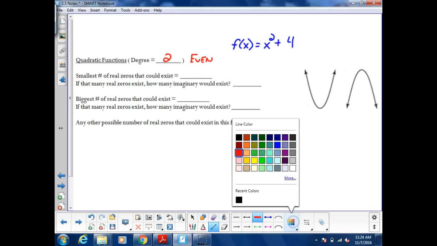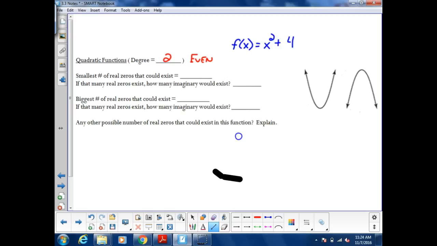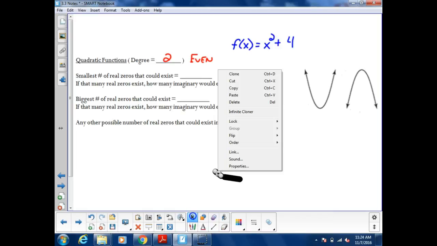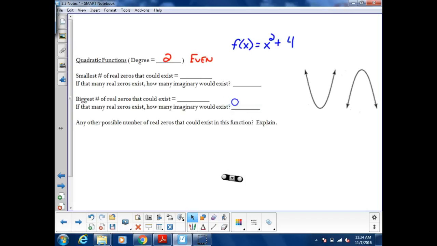0. Let me get my line on there. Oops. Did one too many. That one can be deleted. This one can be extended out. Fantastic. There we go. So if I go right there, it never crosses. If I'm looking just at this one right here, it never crosses my x-axis. Correct? So that's 0 real zeros.